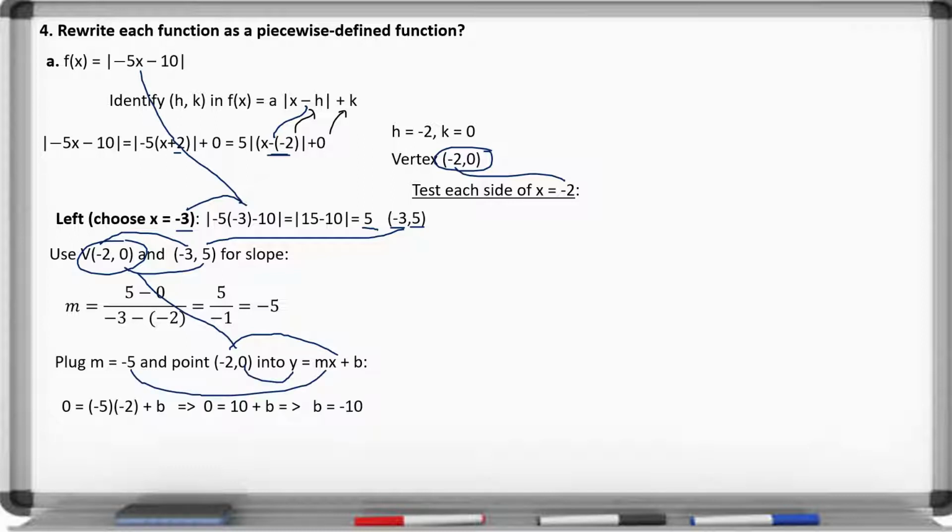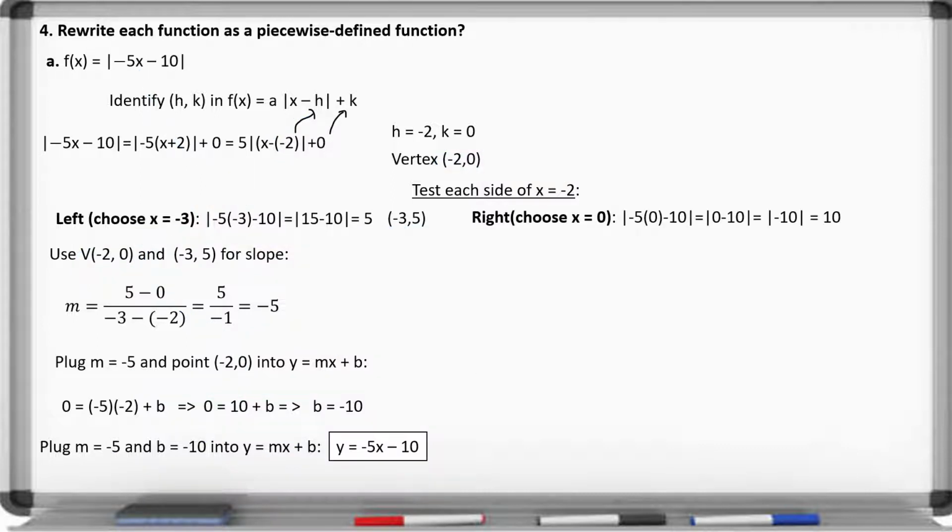We get 0 equals negative 5 times negative 2 plus b. So we get 10 plus b. So we've got to solve for b. We get b is negative 10. So plugging the slope and the b that we just found into y equals mx plus b gives us y equals negative 5x minus 10.